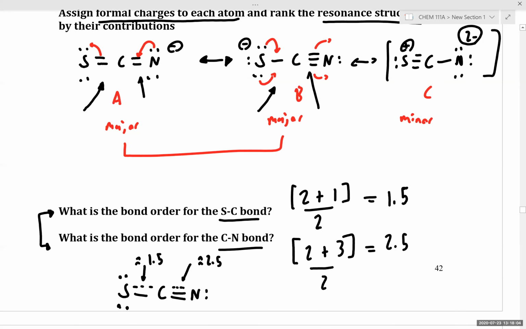Does this idea make sense, that resonance structures can have different contributions depending on their distribution of formal charges and how closely each of the resonance structures follows the octet rule? Major resonance structures have more weight in terms of calculations for figuring out the bond order for bonds in your actual structure. Does that make sense? Any questions on this example?